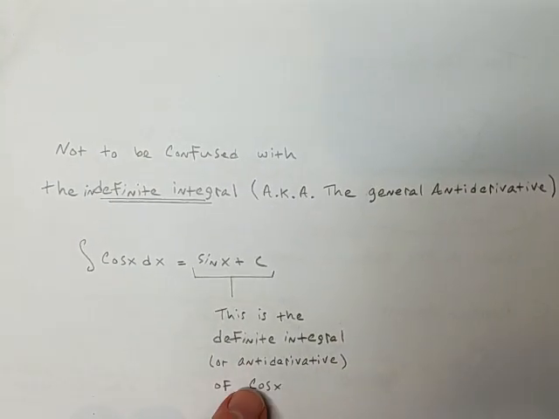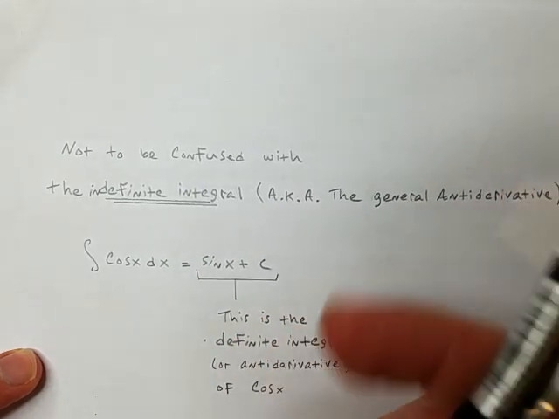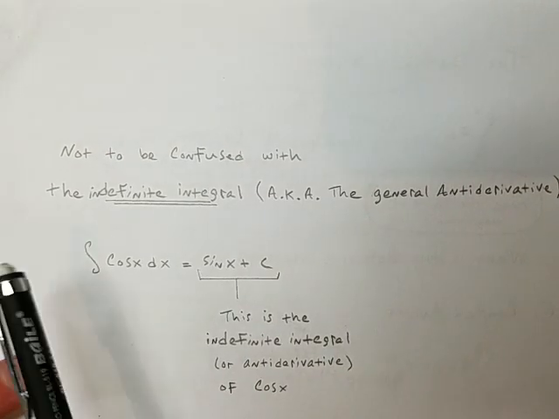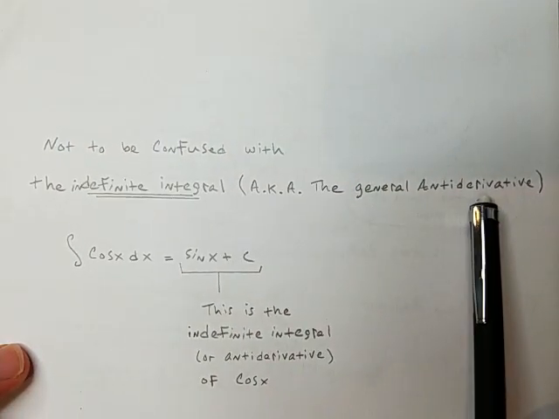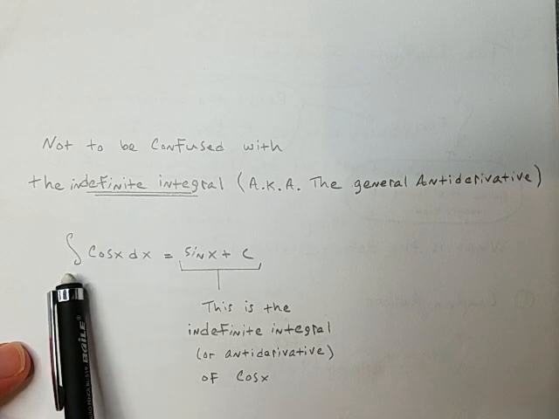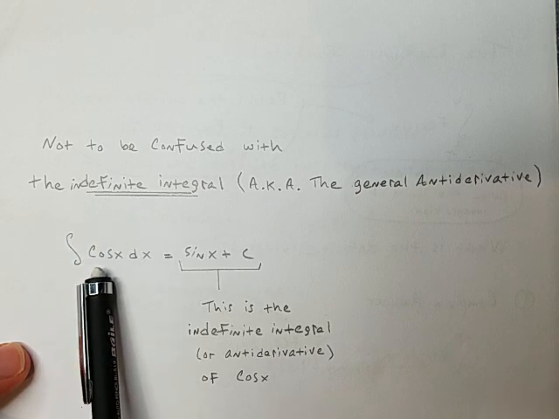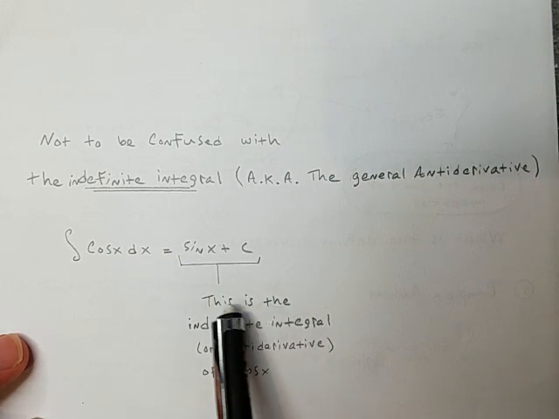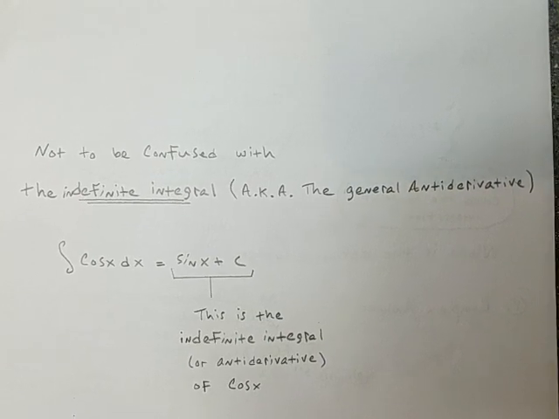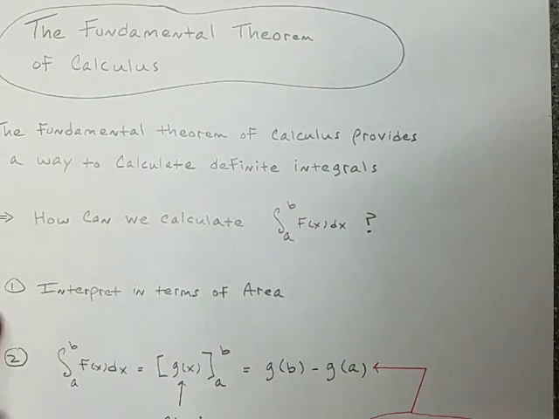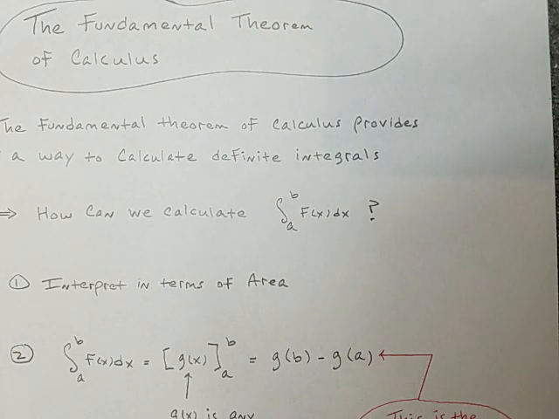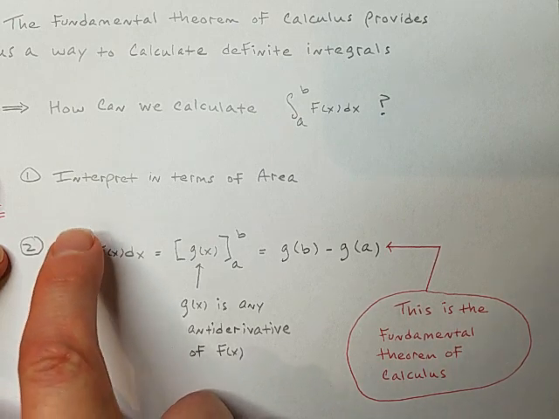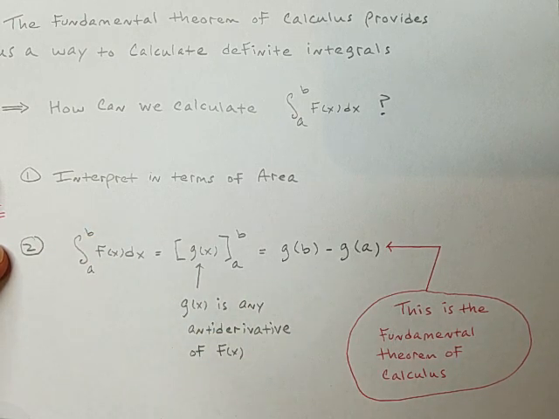The indefinite integral is the antiderivative. If I look at this, I say, okay, that's the indefinite integral of cosine x, which is sine x plus some constant. You could also call the indefinite integral the antiderivative. But anyway, that's a side remark I needed to make. This is the definite integral. It's got bounds, it's got limits of integration, and here's a way that we can calculate it.